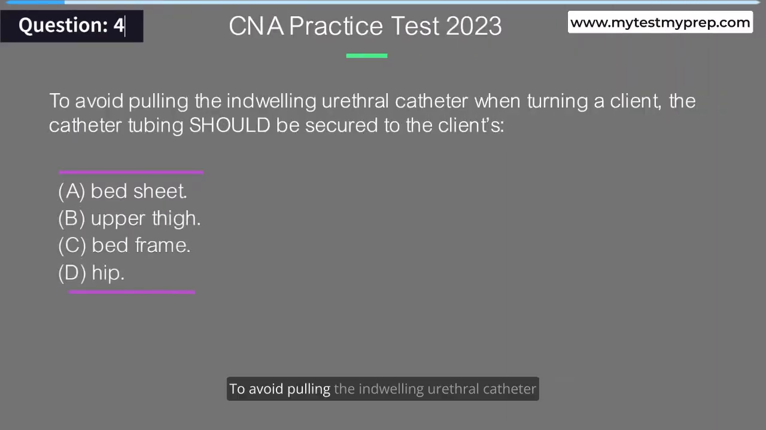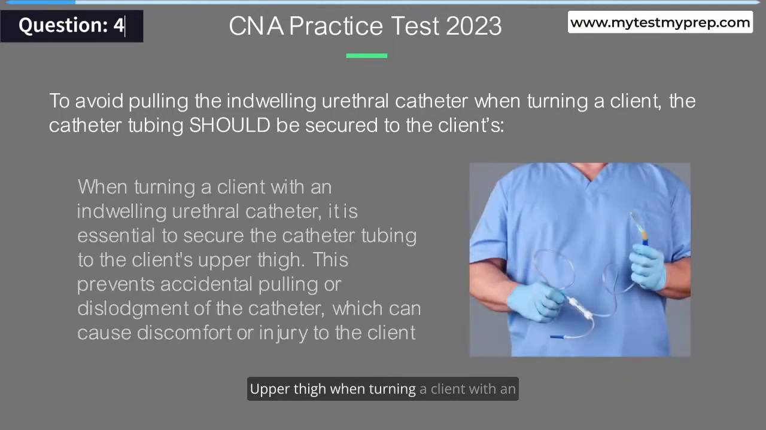To avoid pulling the indwelling urethral catheter when turning a client, the catheter tubing should be secured to the client's A. Bed sheet. B. Upper thigh. C. Bed frame. D. Hip. Answer B. Upper thigh.